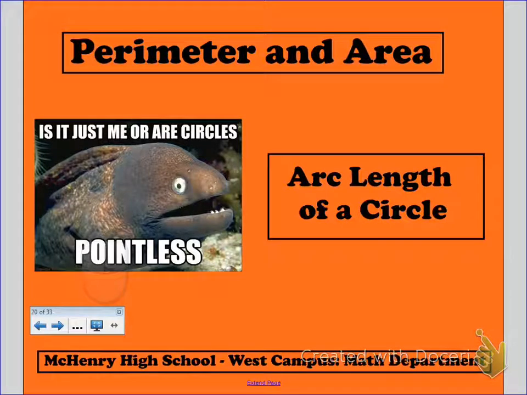Hello, welcome to our next lesson in our perimeter and area unit. Today's lesson we'll talk about arc length of a circle.